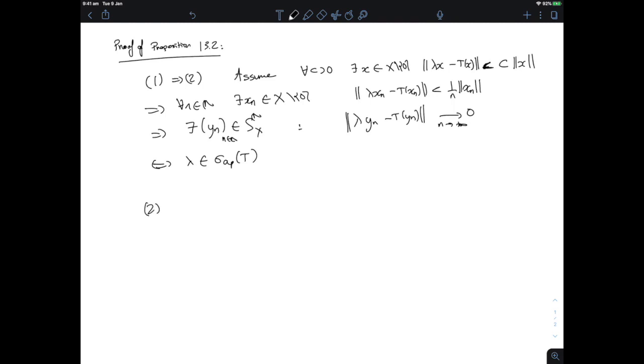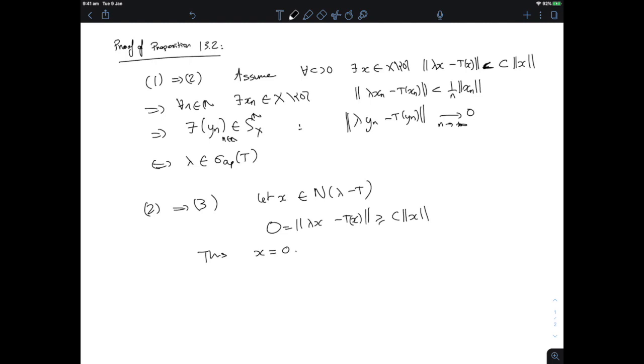Now what about 2 implies 3? Okay, so we have to prove that the kernel is trivial and that the range is closed. Let's start with an x in the kernel, in the null space of lambda minus t. If I have such an x, then lambda x minus tx has to be 0, because x is in the null space of lambda minus t, and in the meantime it has to be greater than a constant times the norm of x, and therefore x has to be 0. So the null space does have to be trivial.